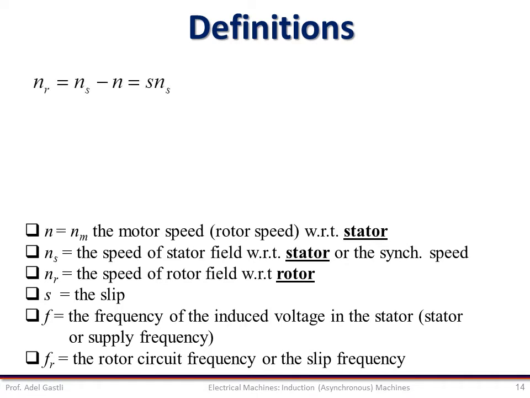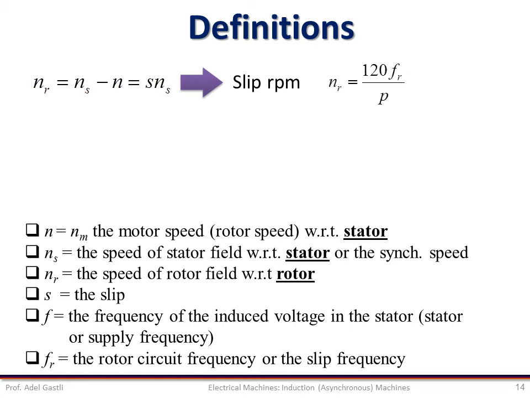Now, the speed of the rotor field with respect to the rotor is designated by nr and equals the difference between the synchronous speed and the rotor speed, and is equal to s multiplied by ns. So it means the slip multiplied by the synchronous speed, and is also called the slip RPM.